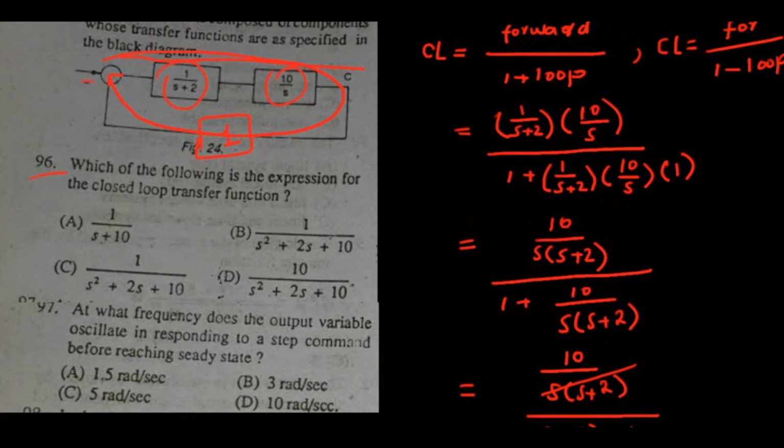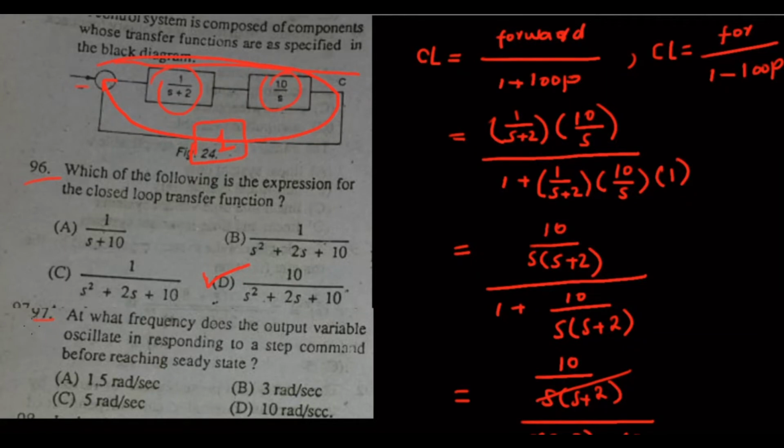The transfer function will be 10 divided by s into s plus 2 plus 10, or s times s gives s square, s times 2 gives 2s, plus 10. So this is the closed loop transfer function. So the correct answer is D.